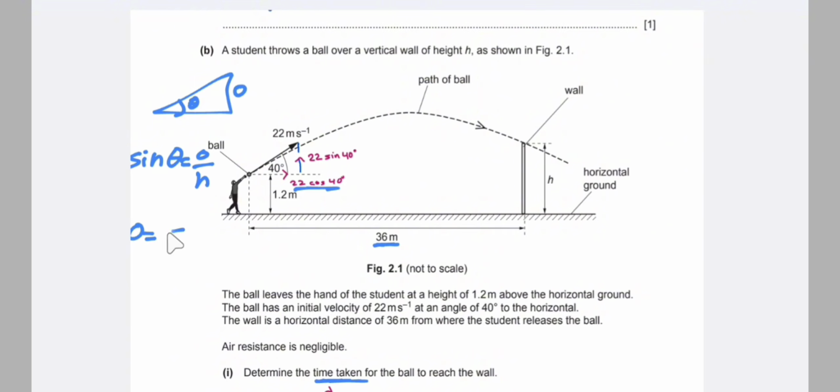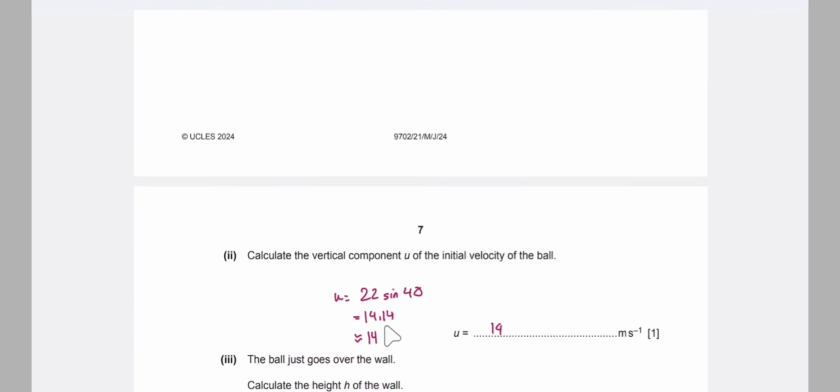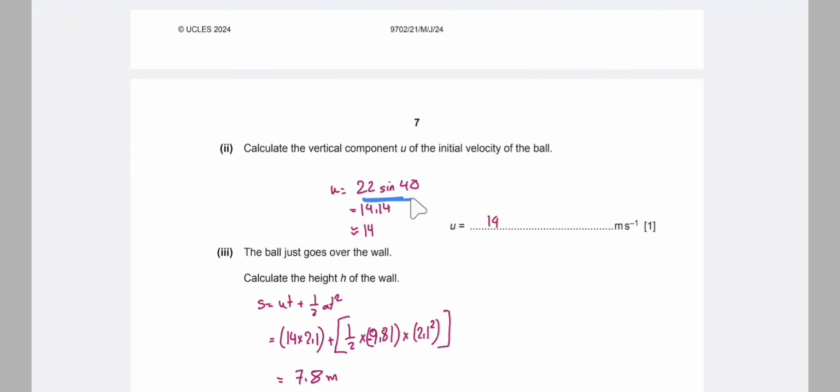So the opposite side is equal to sine theta into hypotenuse. The hypotenuse is 22 and theta is 40, so sine 40. That means our opposite side, the vertical component of the velocity, is 22 sine 40. If we calculate, it is 14.14, that is approximately 14 meter per second.